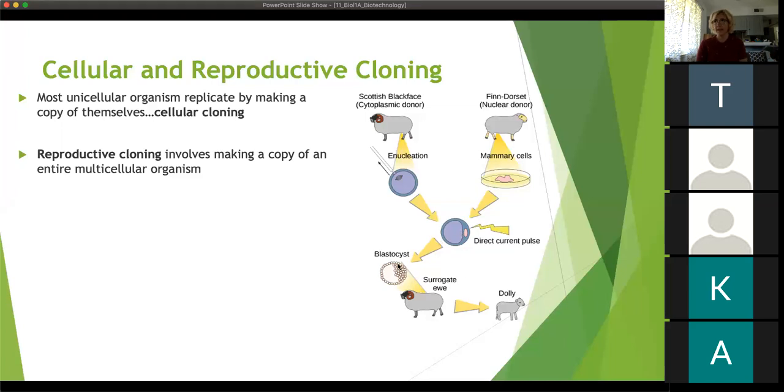That developed in the lab into a blastocyst, which is one of the embryonic stages of development. So they let it continue to divide and grow. They implanted it into a surrogate, and the surrogate happened to be the same type of Scottish blackface sheep. And then the surrogate gave birth to a sheep they named Dolly, and it was a Finn Dorset sheep because that's where the nucleus came from. So Dolly, the sheep, is genetically identical to the Finn Dorset donor of the mammary cells. So that's how you can clone a whole animal.